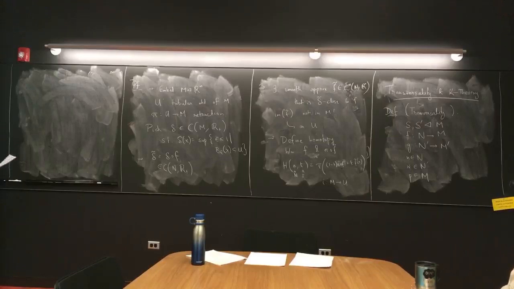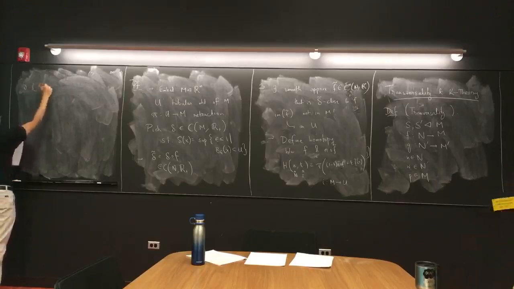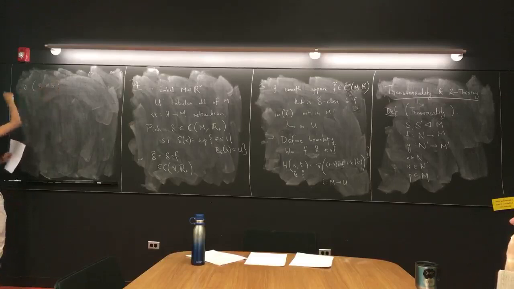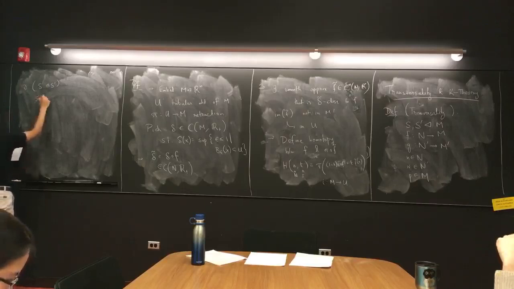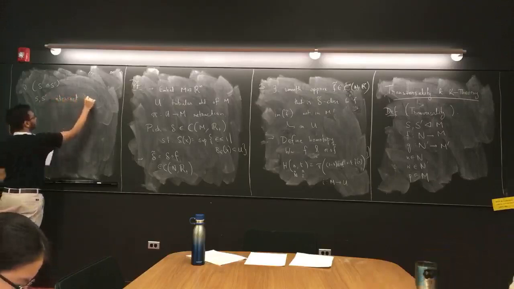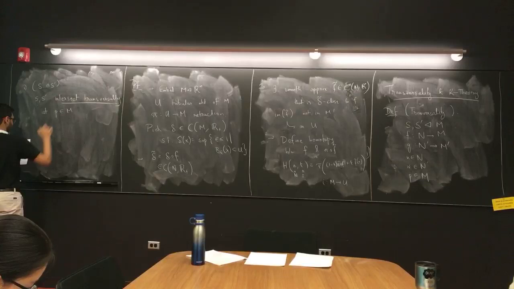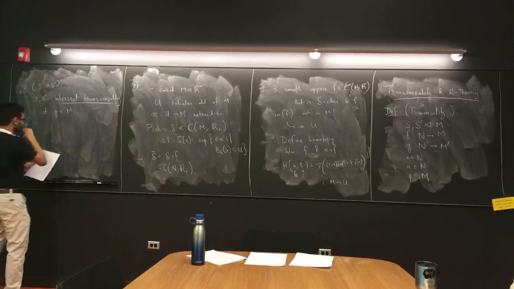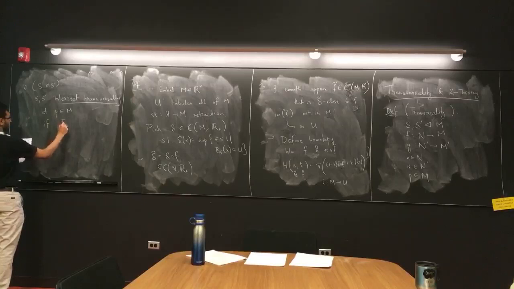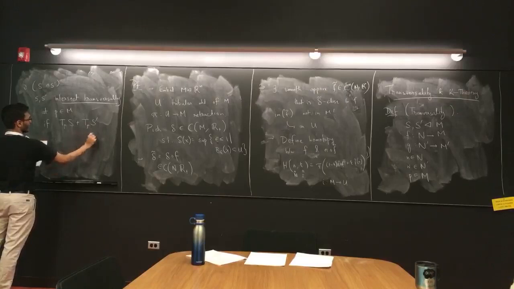All right, so those are the ingredients we have. The first definition is the transversality of S and S prime. Transversality is usually denoted by this symbol, an intersection with a vertical line. So S and S prime are said to intersect transversely at a point p in M if the tangent space of S at that point and the tangent space of S prime add to give you the tangent space of M at p.